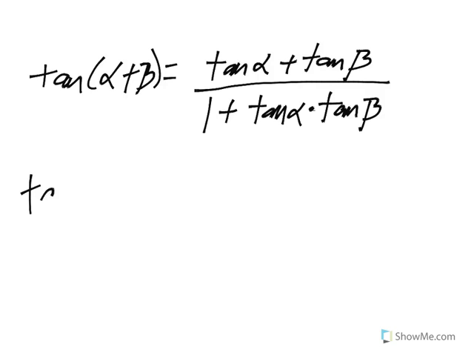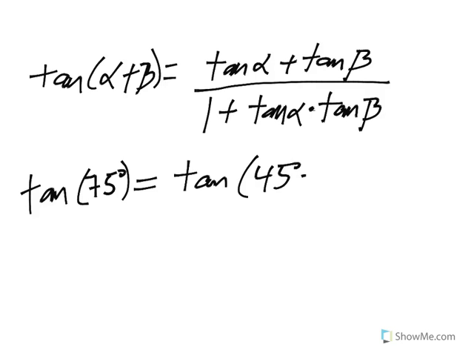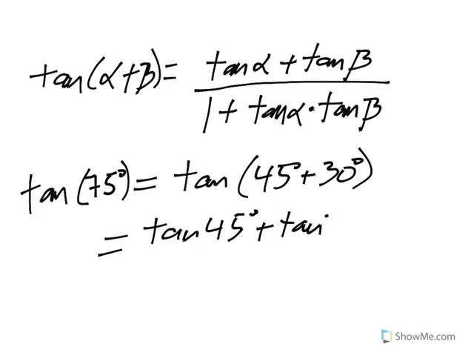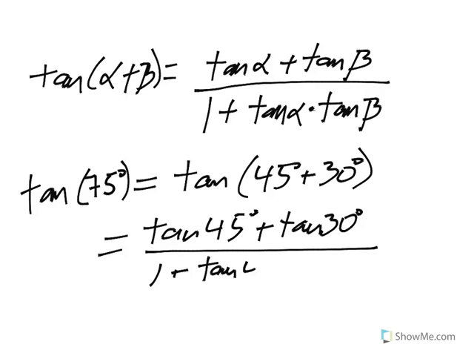So let's say I was trying to figure out what the heck is the tangent of 75 degrees. 75 is not a special angle. The only special angles we have in the first quadrant are 30, 45, 60. It's none of those. But it is the sum of a couple of those. So 75 is just 45 plus 30. So what I'm going to do is say, that's tangent of 45, tangent of the first, plus tangent of 30, over 1 plus tangent of 45 times tangent of 30.